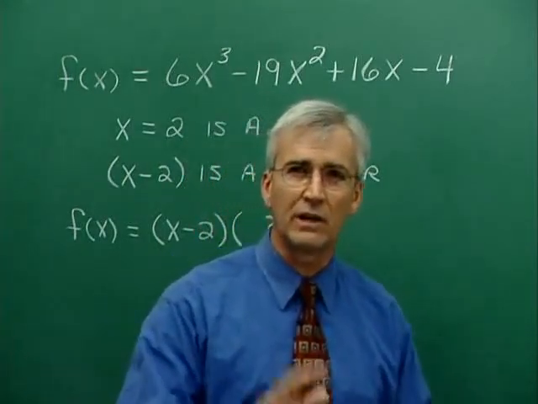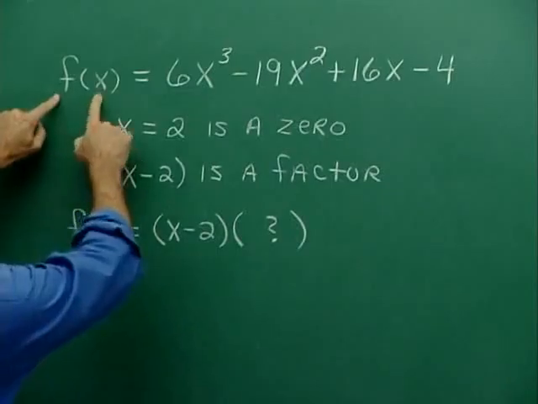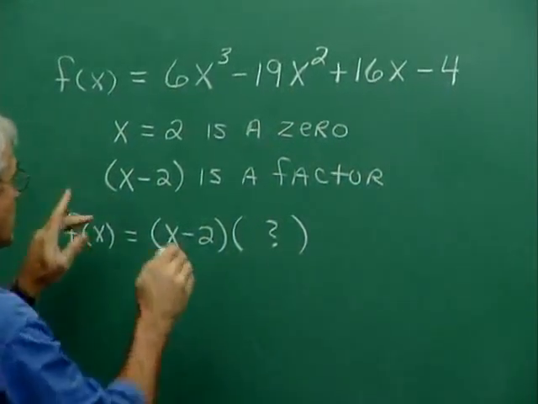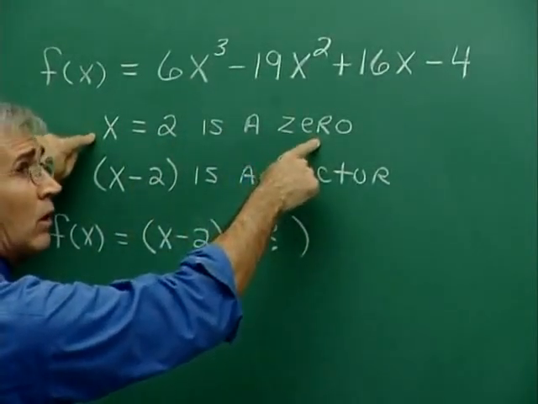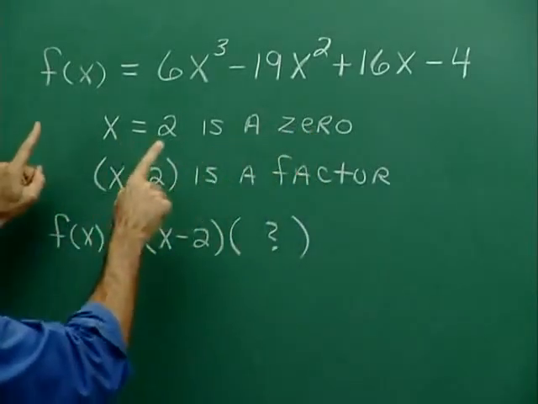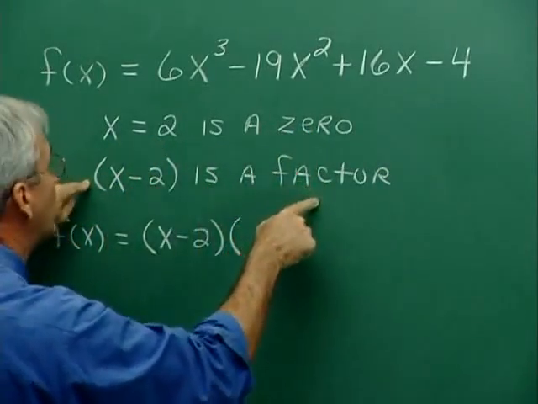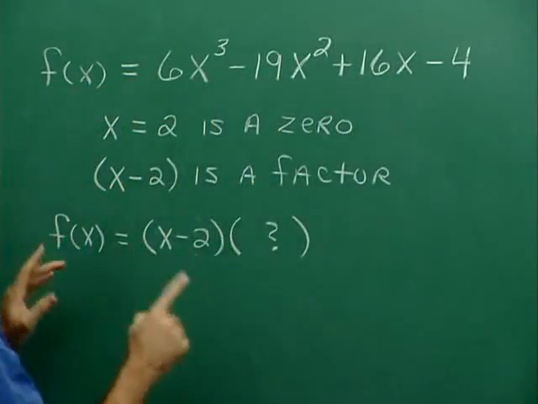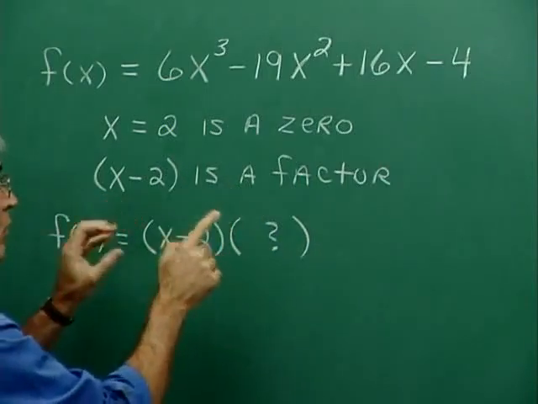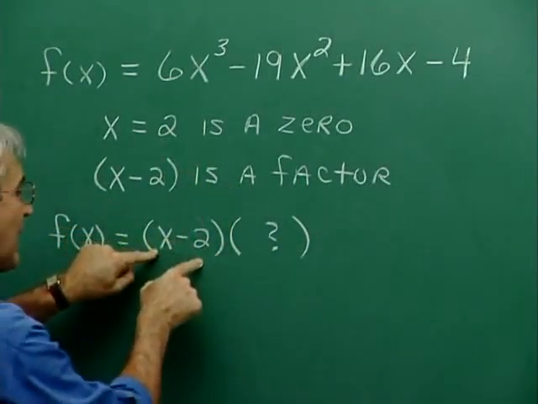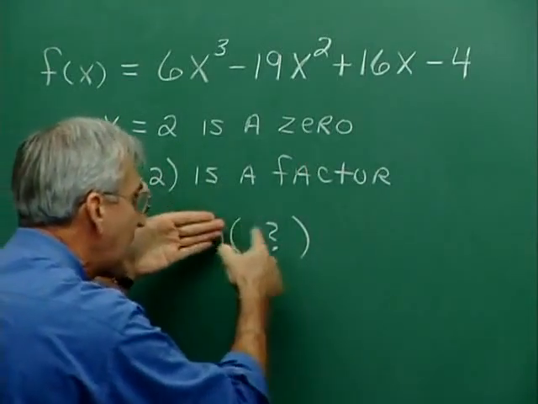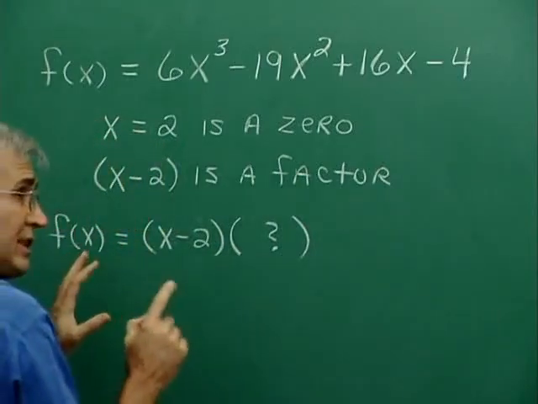Let me backtrack here and tell you why that's the case. Suppose we consider this function, and suppose we know, for no apparent reason, that x equals 2 is a 0. Now, if we know that x equals 2 is a 0, we know automatically that x minus 2 is a factor of this. So we could rewrite that function as x minus 2 times some other leftover factor.